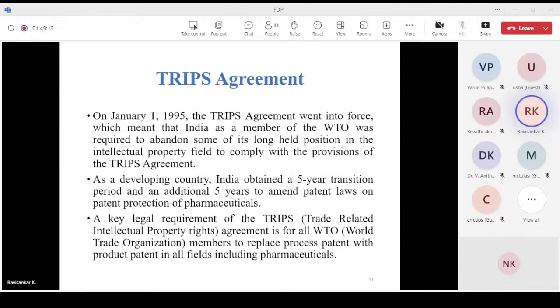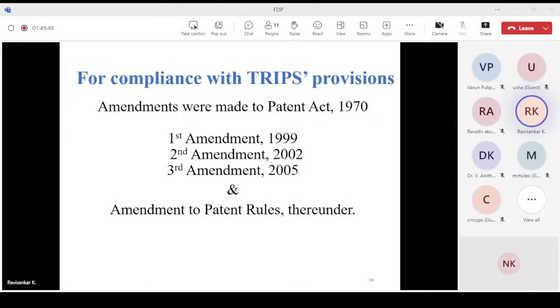The main requirement of TRIPS is for all WTO members to replace process patents with product patents in all fields, including pharmaceuticals. So because of TRIPS, India had to amend the Patent Act and again give patents to drugs and pharmaceuticals. To comply with the TRIPS provisions, we have made amendments to the Patent Act in 1999, 2002 and 2005. And again, in 2003, we amended the patent rules.